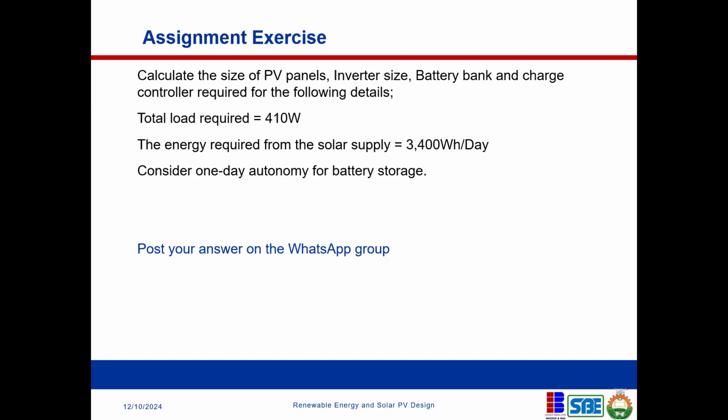In this case, you are to consider 1 day of autonomy for battery storage. This is the same thing that we've done in the worked example, but in the worked example we considered 3 days of autonomy. Here we're asking you to consider just 1 day of autonomy and do the same calculation. This is just for your own practical exercise. If you want, you can put your answer on the WhatsApp group. Otherwise, I thought in the worked example we did 2 days of autonomy, not 3. Sorry, 2 days of autonomy. Yes, thank you for that correction. But in this case, we're asking for 1 day of autonomy, please.